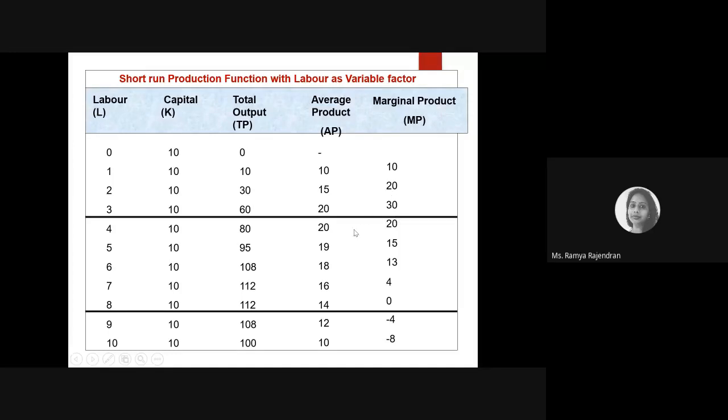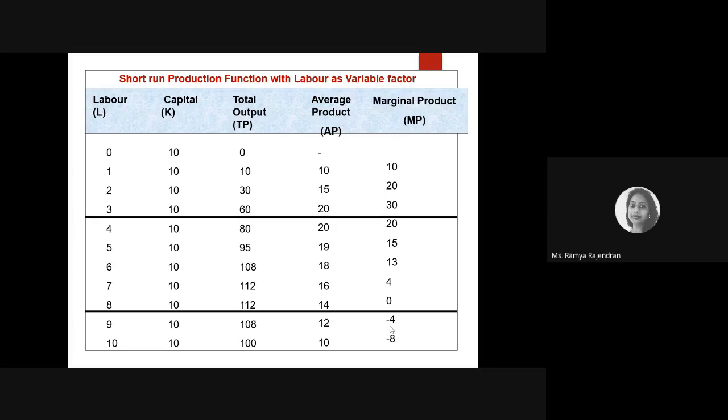So it was increasing earlier, but you see when I employ 7 people, I'm manufacturing 112 products. When I employ 8 people, I'm manufacturing the same. So it doesn't make a difference, it's zero. But this is a little weird, right? When I employ 9 people, the production is decreasing. 108 minus 112, it's minus 4. It's decreasing. So why do I have to employ more people?